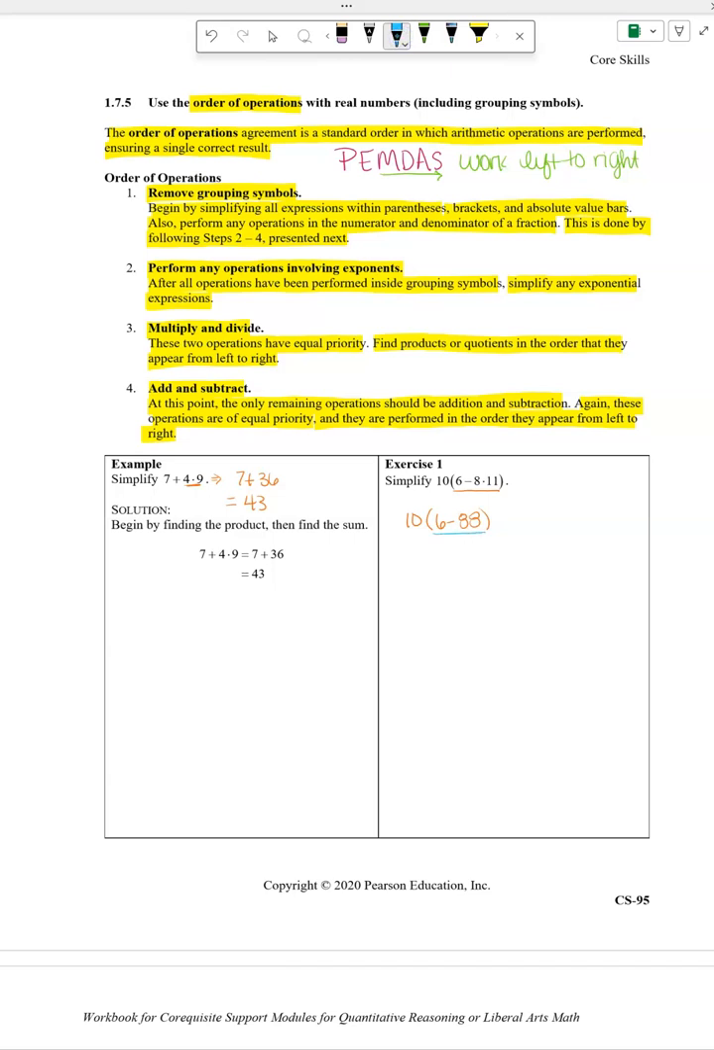right? Because we're not done with it yet. So 6 minus 88 gives us negative 82. Now we can do this multiplication, right? So it's going to give us negative 820. You okay with that?